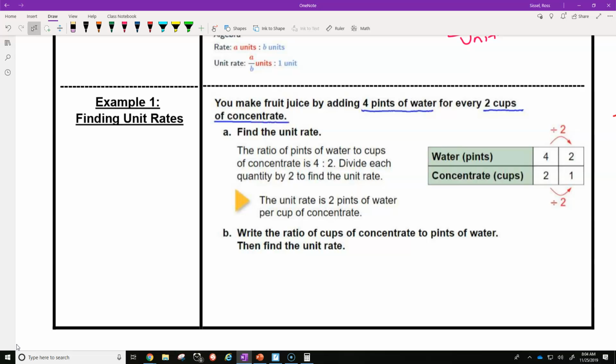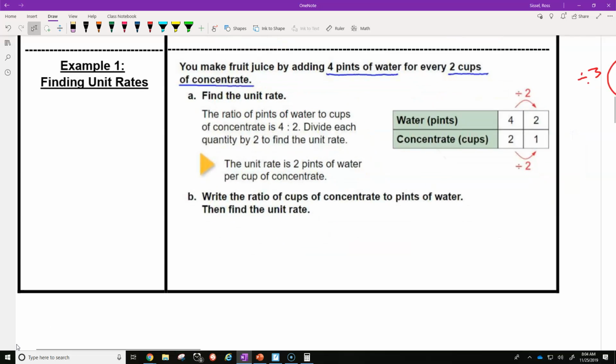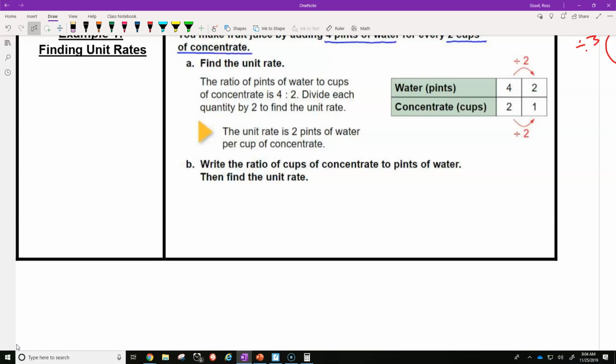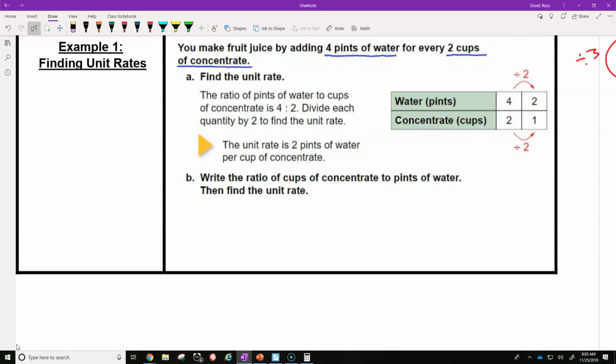Alright, so let's look at our notes, example 1. Our notes are not going to take us too much time because we're going to be crossing out a lot of the examples since we're going to do a hands-on activity instead. But example 1 is how we find a unit rate. It says, you make fruit juice by adding 4 pints of water for every 2 cups of concentrate. Well, there's my ratio right away. 4 pints of water for every.